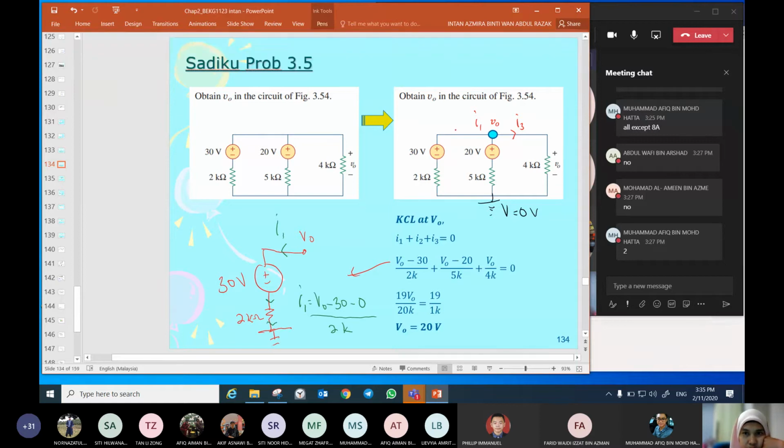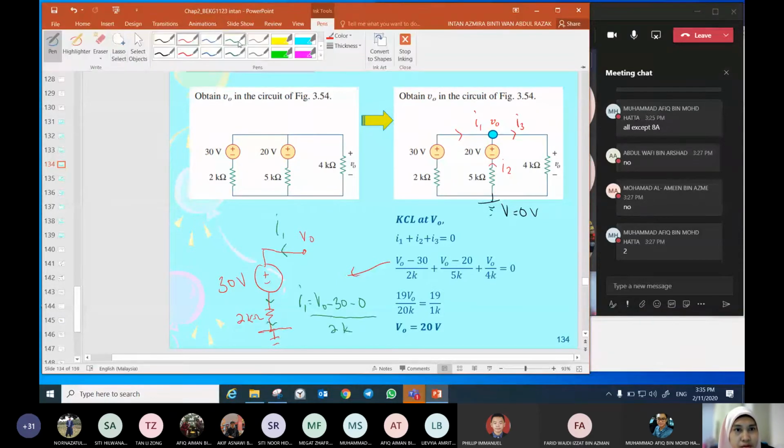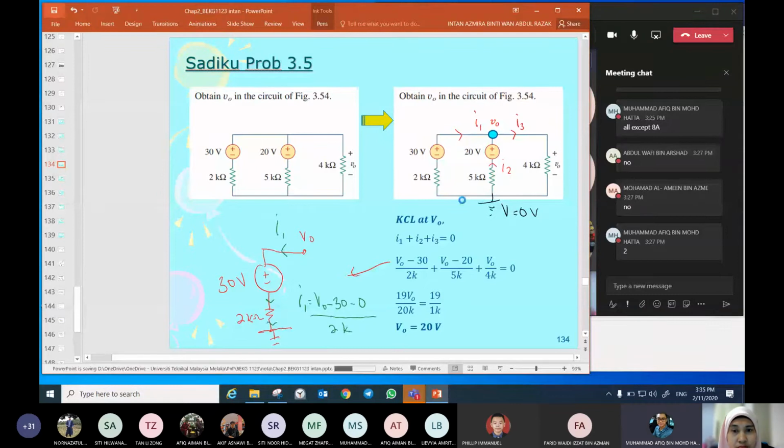Put I1 entering the node, and this one is I2 here. I2 also enters this node. But your equation will be I1 plus I2 equals I3. You may try. I1 plus I2 is equal to I3.